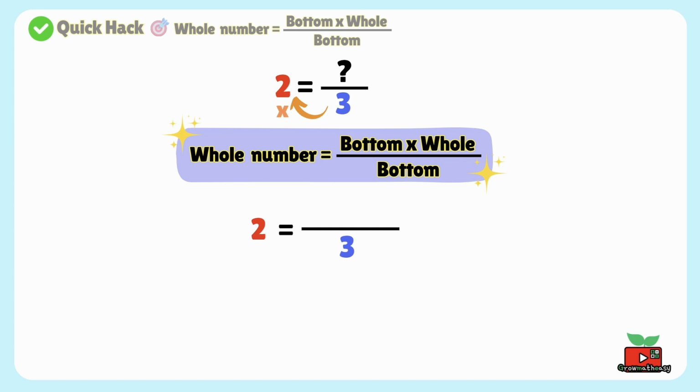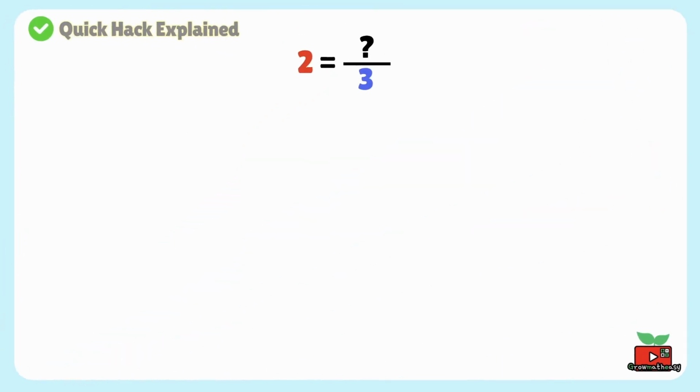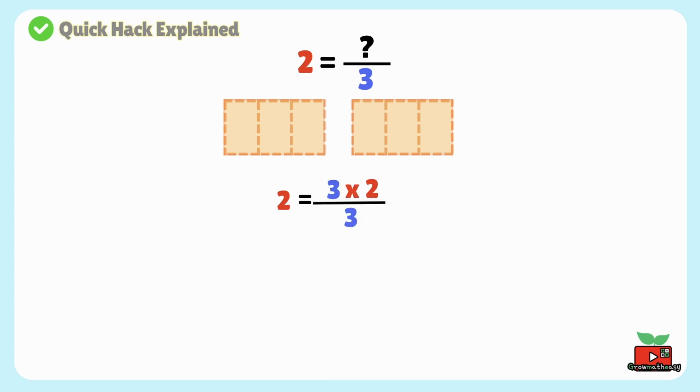We keep our denominator as the bottom, which is 3, and the numerator is the bottom number multiplied by the whole number, which is 3 times 2. So 2 wholes equals 6/3. How does this work? A whole number is simply groups of that denominator. For example, when the denominator is 3, that means the whole is divided into 3 equal parts. Since 1 whole equals 3/3, 2 wholes make up 3 times 2, that's 6/3. Therefore, 2 wholes are 6/3.